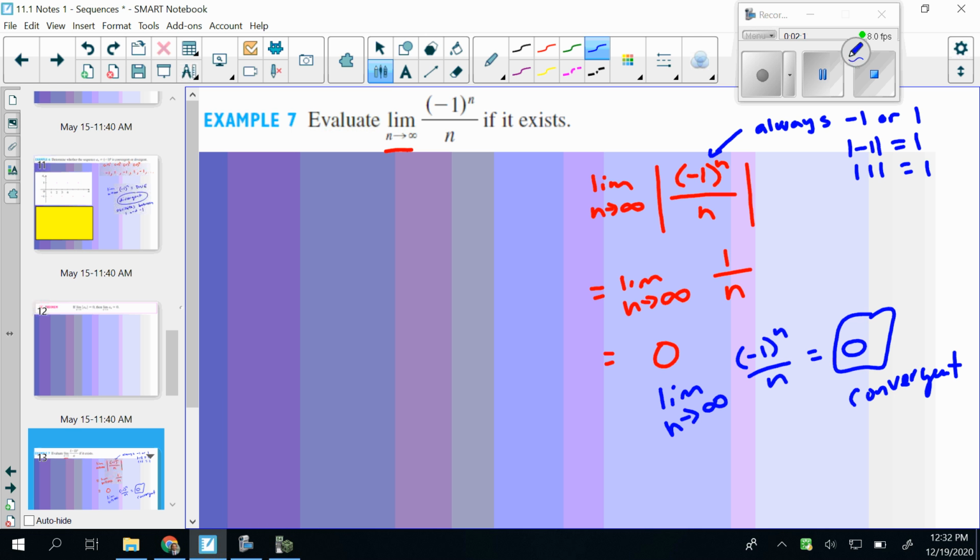So for any of these alternating ones where they're going back and forth between positive and negative, take the absolute value to see if the limit is going to be convergent or not.